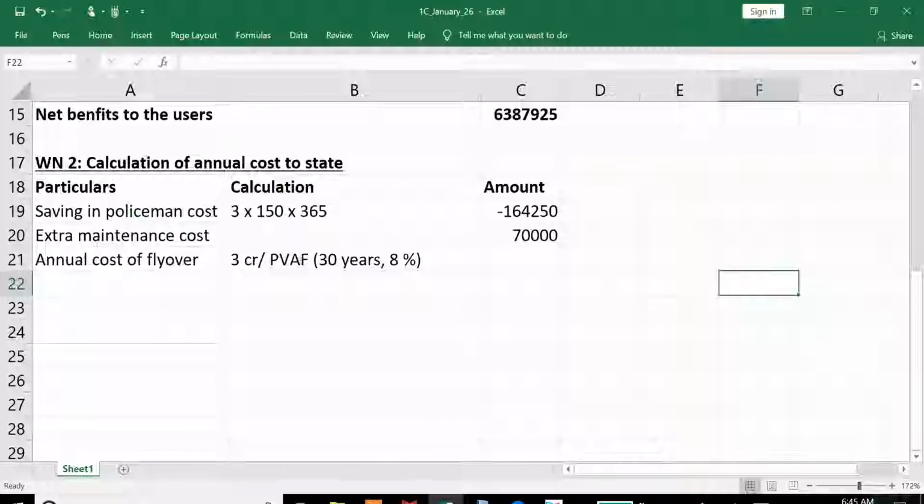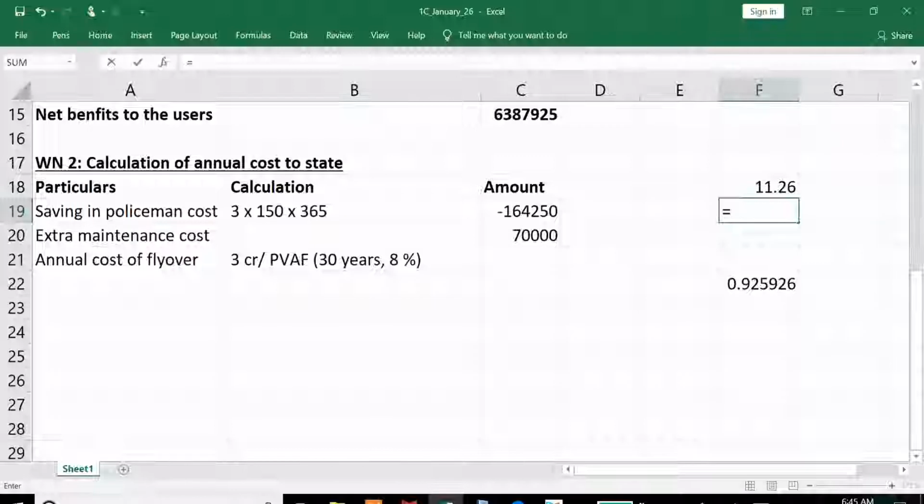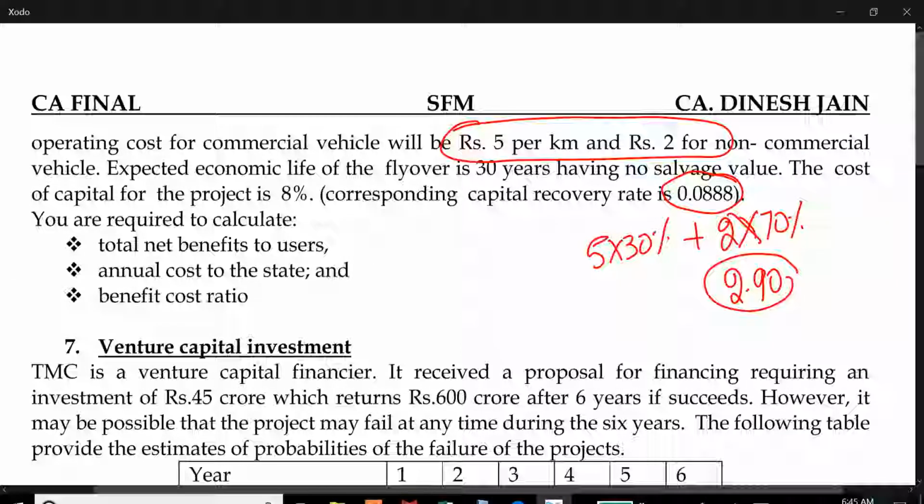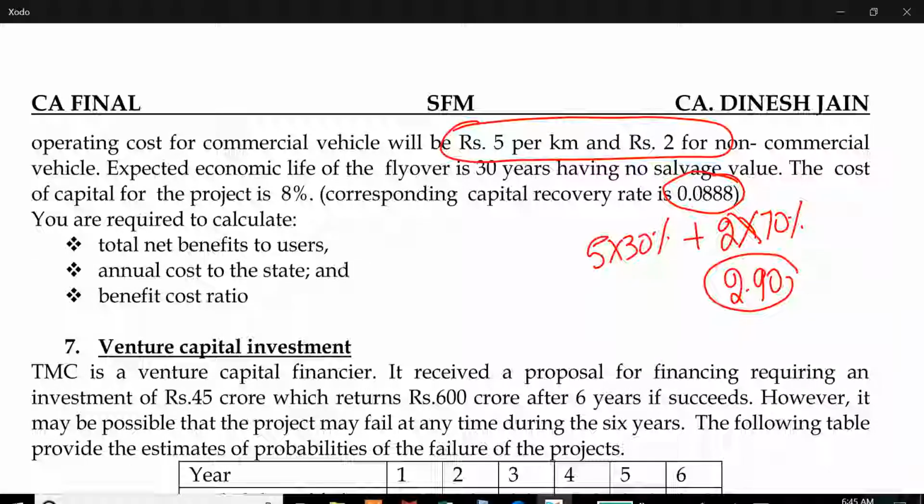One divided by 1.08. How much? 11.26. Okay, now listen. If you do it in the calculator, you get 11.26, is what I assume. Now listen. 1 divided by 11.26, you get a number. That number is technically called the capital recovery factor. The inverse of the annuity factor is the capital recovery factor.